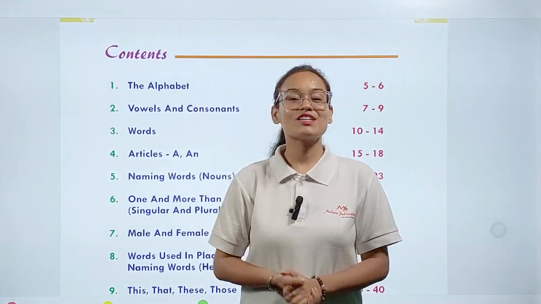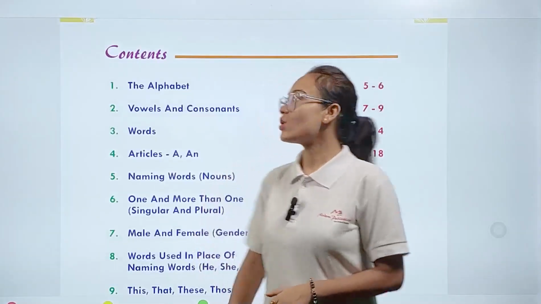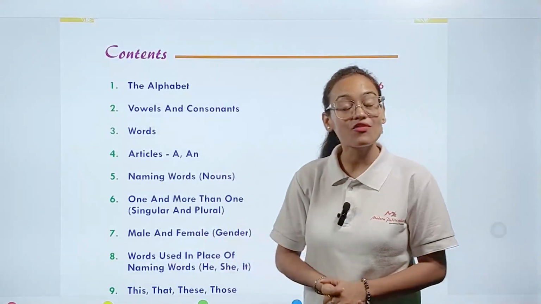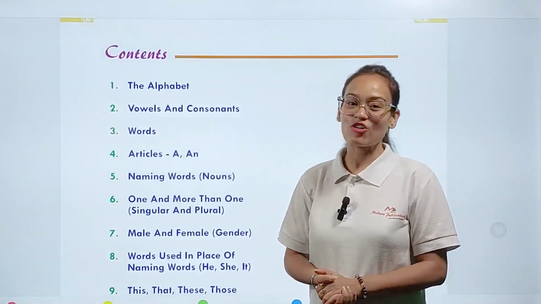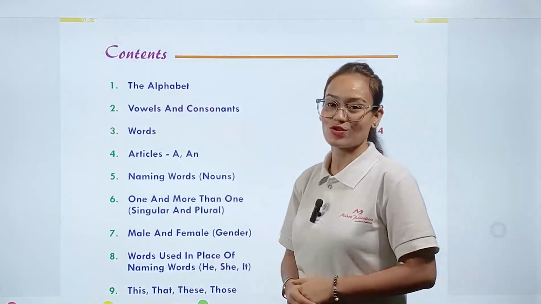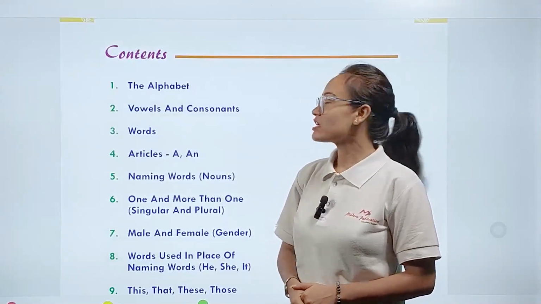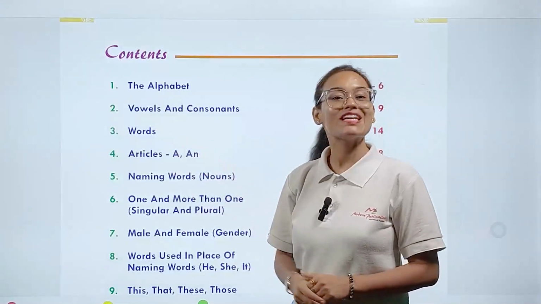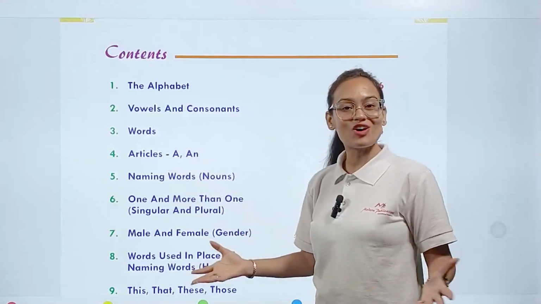Okay. So my dear student, in our today's session, first of all, we are going to see your contents. Means in your English grammar, what topics you are going to see. So the first chapter which you are going to see is the alphabet. You all know, my dear student, there are 26 alphabets. So all these alphabets you are going to see in chapter number 1. The name of chapter number 2 is vowels and consonants.